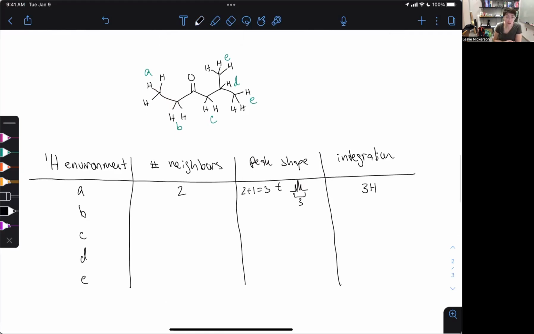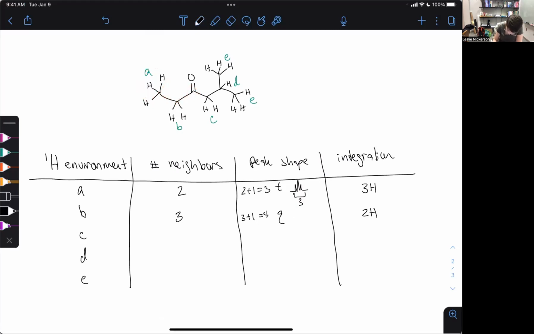All right, so B, again, let's do integration first. I should just switch this, but whatever. So integration first, B has 2 protons in that environment, 2H. The number of neighbors it has: things are neighbors to each other, right? So if we're looking at B, we're looking at this carbon. It's attached to that carbon that has the 3 H's. This carbon has no H's. Okay, so we need to make sure we go both ways. So in this case, I've got 3 neighbors. Then 3 plus 1 equals 4, which is going to be our quartet.